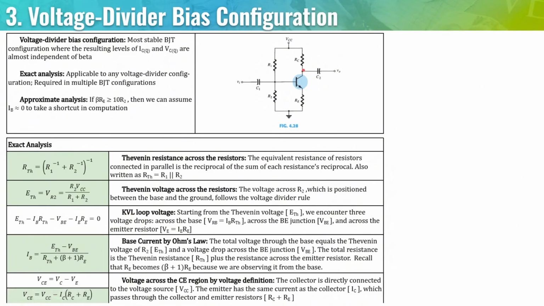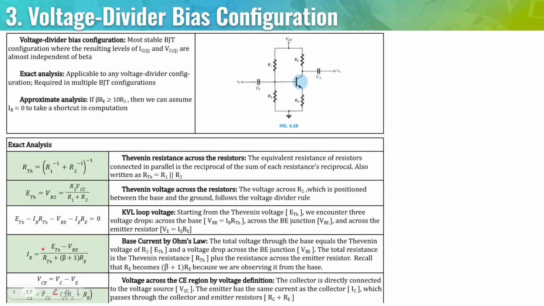Next, the KVL loop voltage. So we start with the Thevenin resistance, sorry, the Thevenin voltage. So assume that there is a voltage source here. Thevenin voltage minus the voltage across the base resistor. Since there is no base resistor, we need to use the Thevenin resistance, minus VBE. So across this BJT, minus the voltage across the emitter resistor.